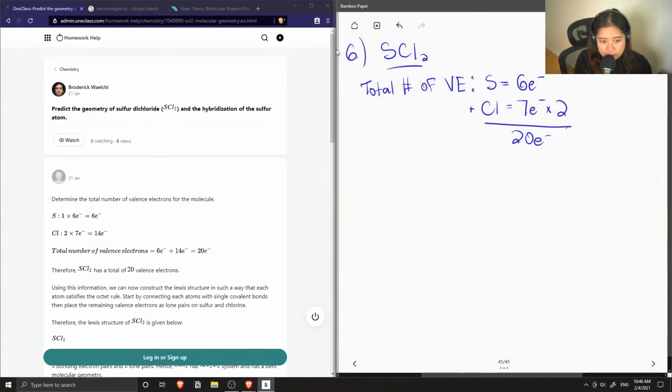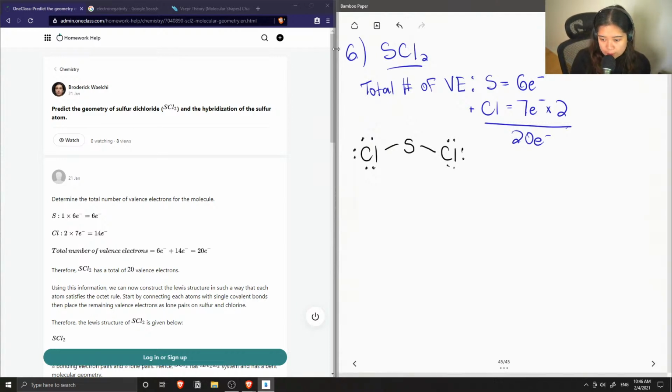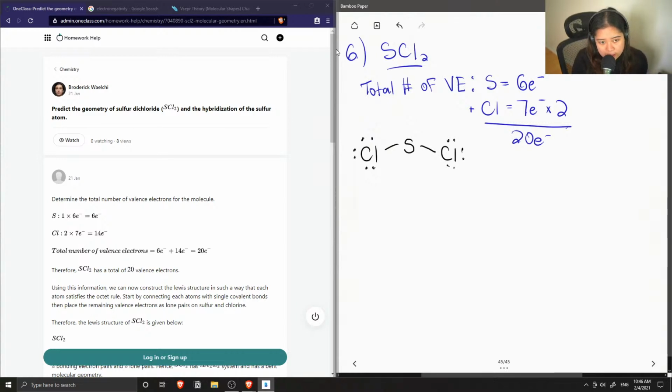So now let's draw our sulfur with 2 single bonds to our chlorines, and then fill in the remaining lone pairs on our chlorines as well. And you'll see that we have an overall electron count of 16 if each bond contains 2 bonding electrons. So we only have 16 out of the 20, so for the remaining 4, I can place them as lone pairs on my sulfur atom.